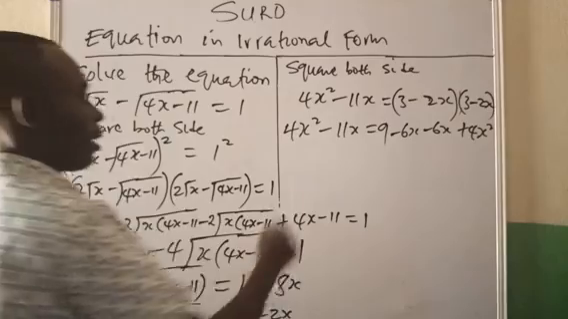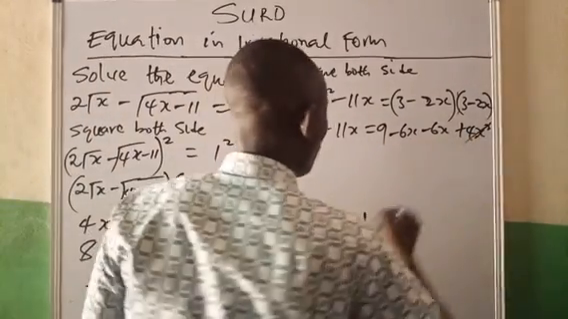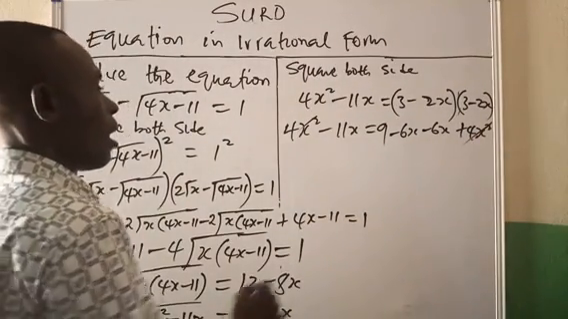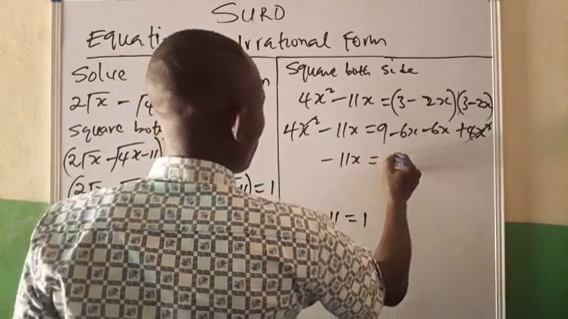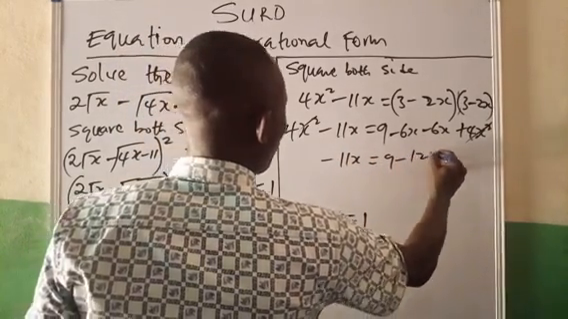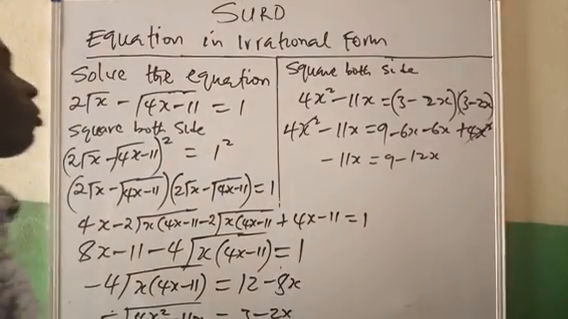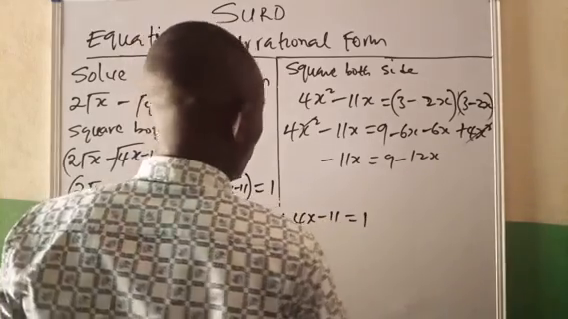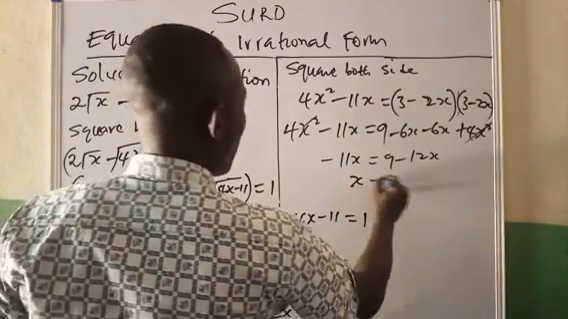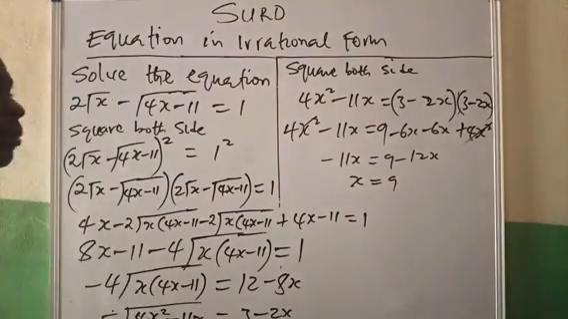So I can cancel this. 4s squared will cancel 4s squared here. So I have minus 11s is equals to 9 minus 12s. So if I bring minus 12 to this other side, my s will be equals to 9.